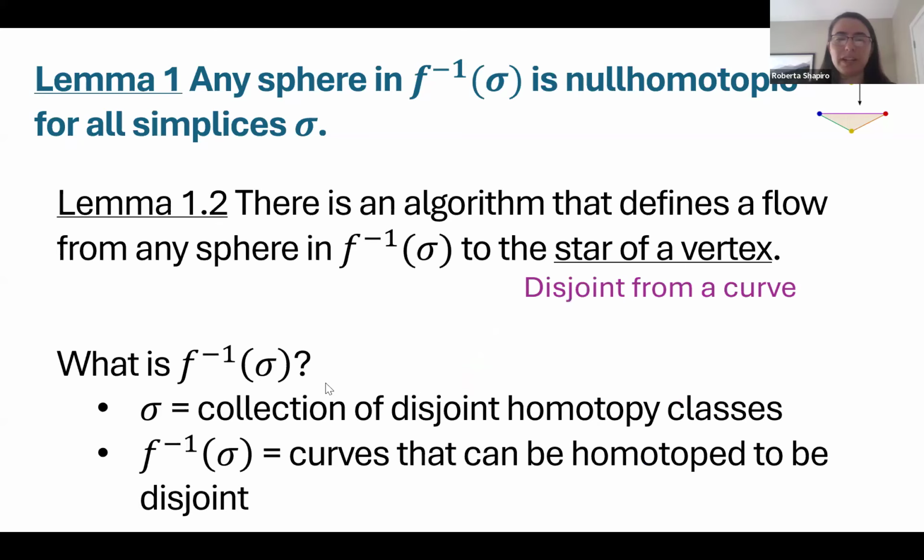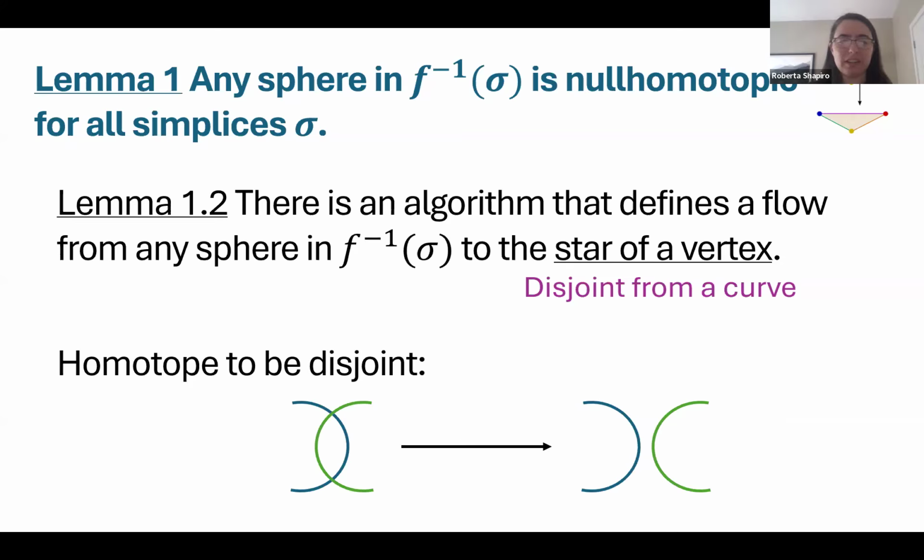But what is the preimage of a simplex? Well, it's the collection of disjoint homotopy classes, and so it's all curves that can be homotoped to be disjoint. In particular, we use this to build our flow into the star of a vertex. In particular, what do intersections now look like? Any intersection should look like a bigon, and we can homotope it out.